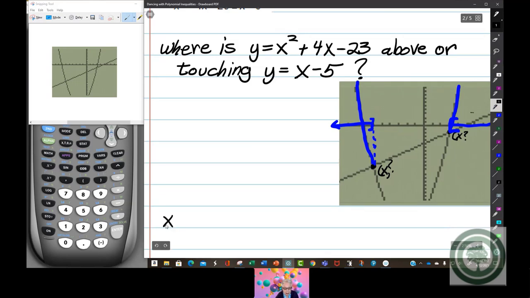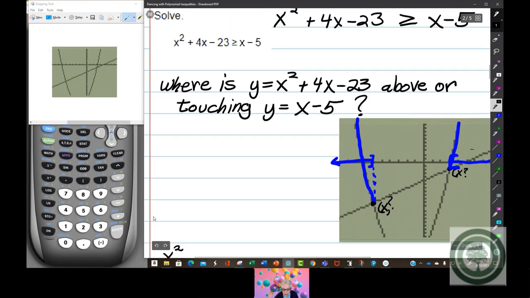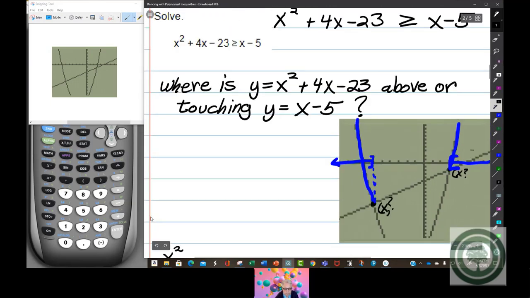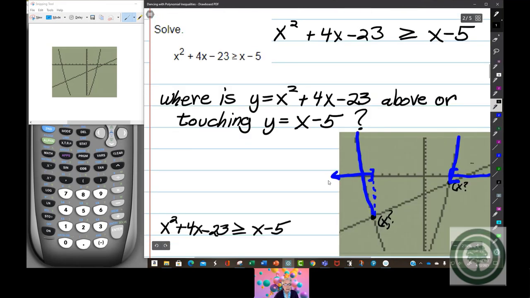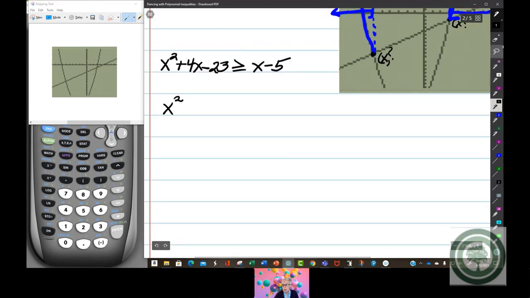All right, so x squared plus 4x minus 23 is greater than or equal to x minus 5. I can do something to get an equivalent set of expressions to make it easier to solve. Now, equivalent expressions are not always easier to solve, but this one will be.